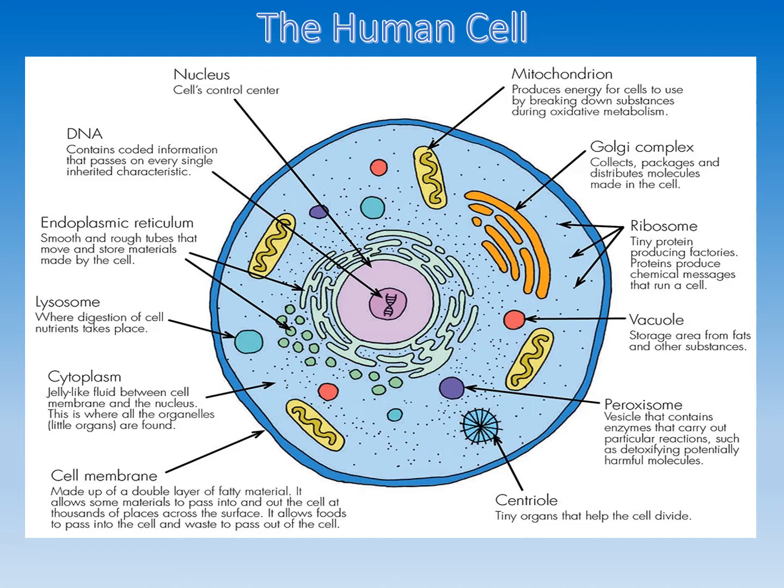You will see here the nucleus, which is the control center of the cell, and inside of that is the DNA. It contains decoded information that passes on every single inherited characteristic. Surrounding that is the endoplasmic reticulum. These are the smooth and rough tubes that move and share materials made by the cell.